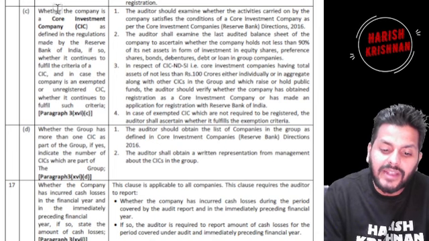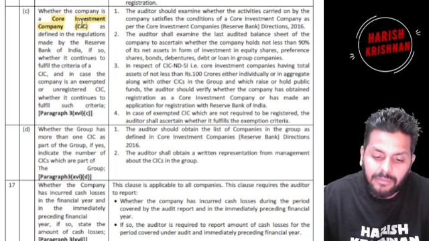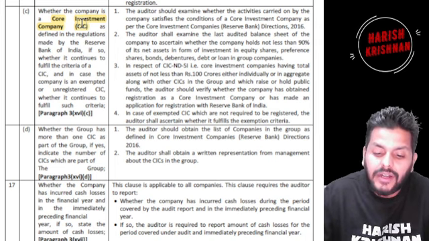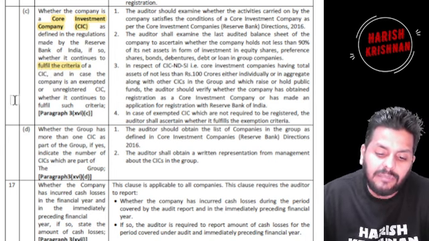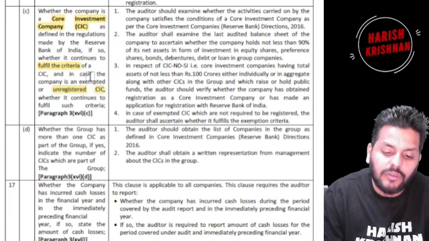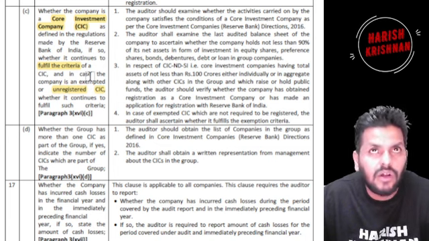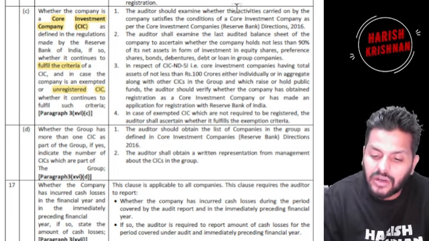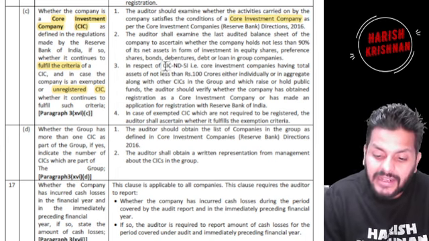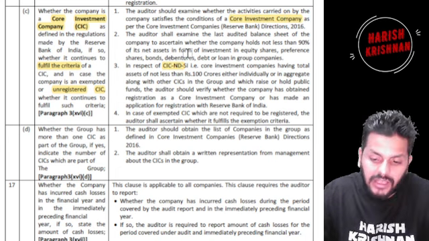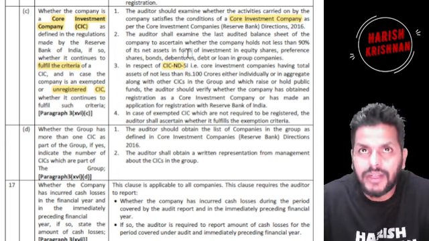New clause introduced: whether the company is a core investment company as defined by the RBI, and if so, whether it continues to be a core investment company. In case the company is an exempted or unregistered core investment company, whether it continues to fulfill such criteria. Now, there is a detailed explanation as to what a core investment company is, and that core investment companies are non-deposit seeking institutions. So, what about those? This clause I want you to go through in clearer detail.